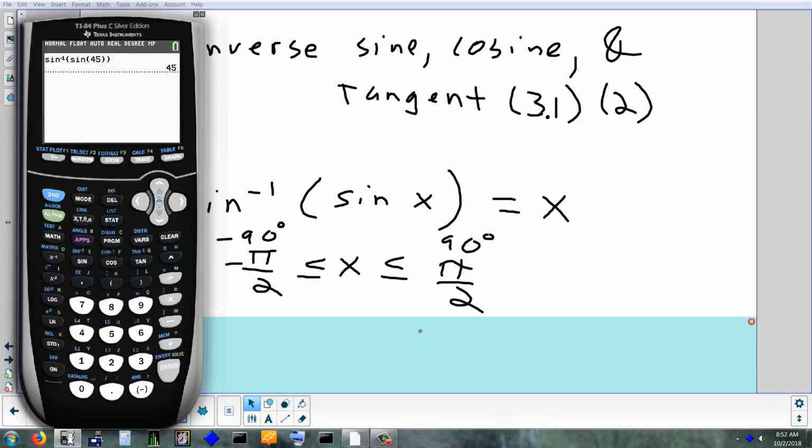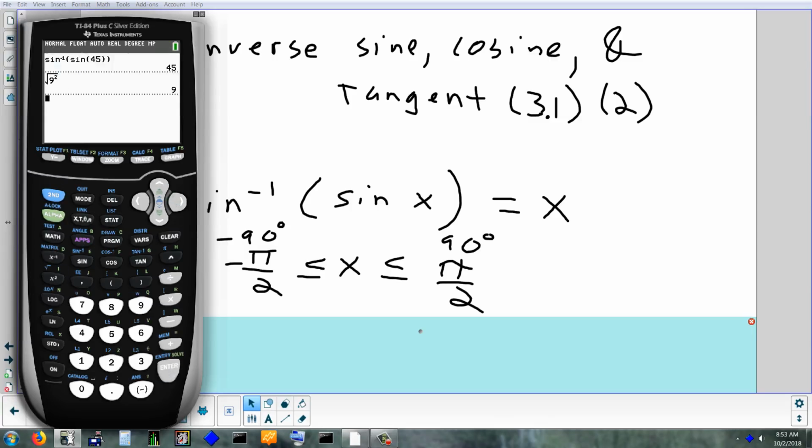It's kind of like if you did the square root of 9 squared. If I hit enter, what would I get there? 9. I get back the same thing I started with. Square and square root cancel each other out. Sine, inverse sine, cancel each other out.